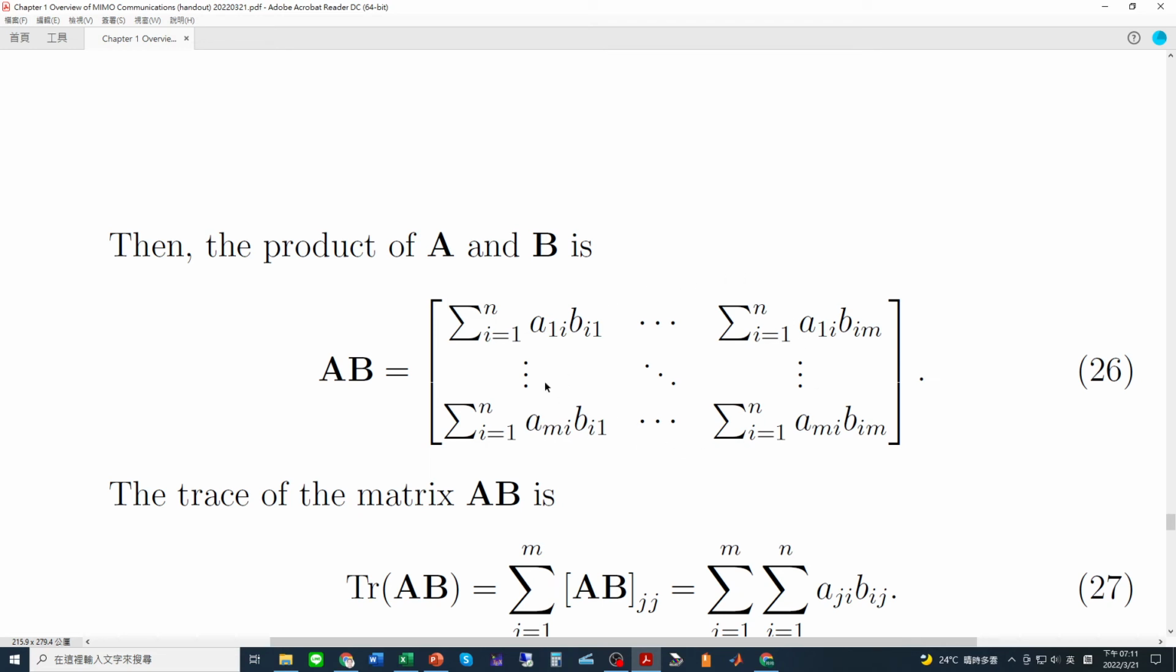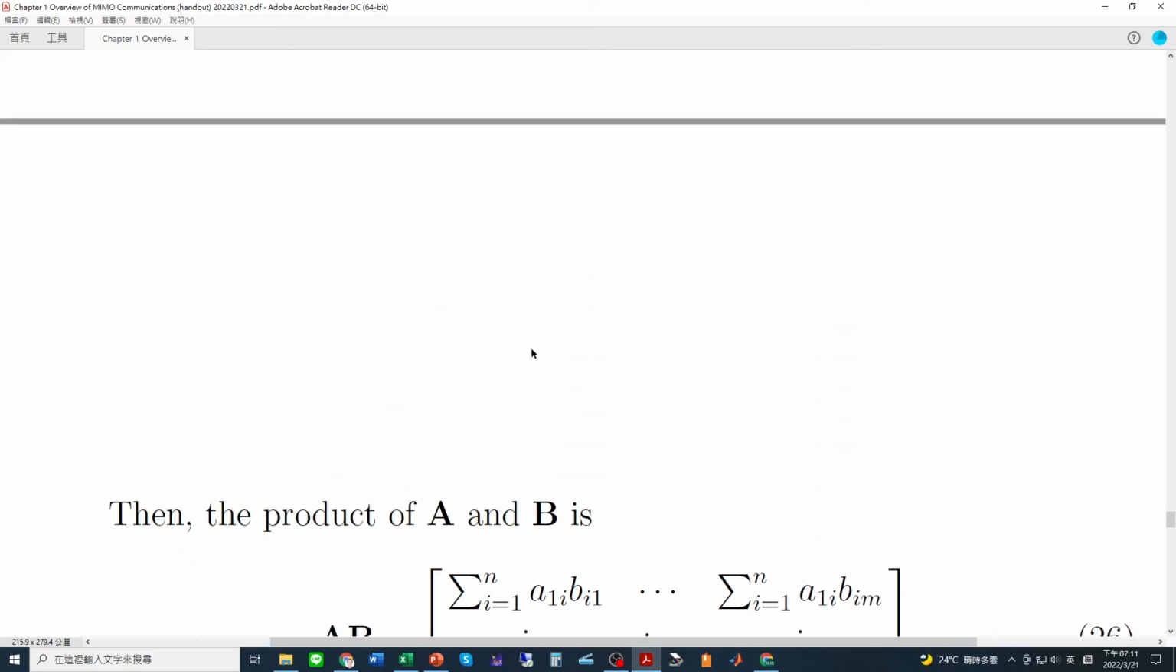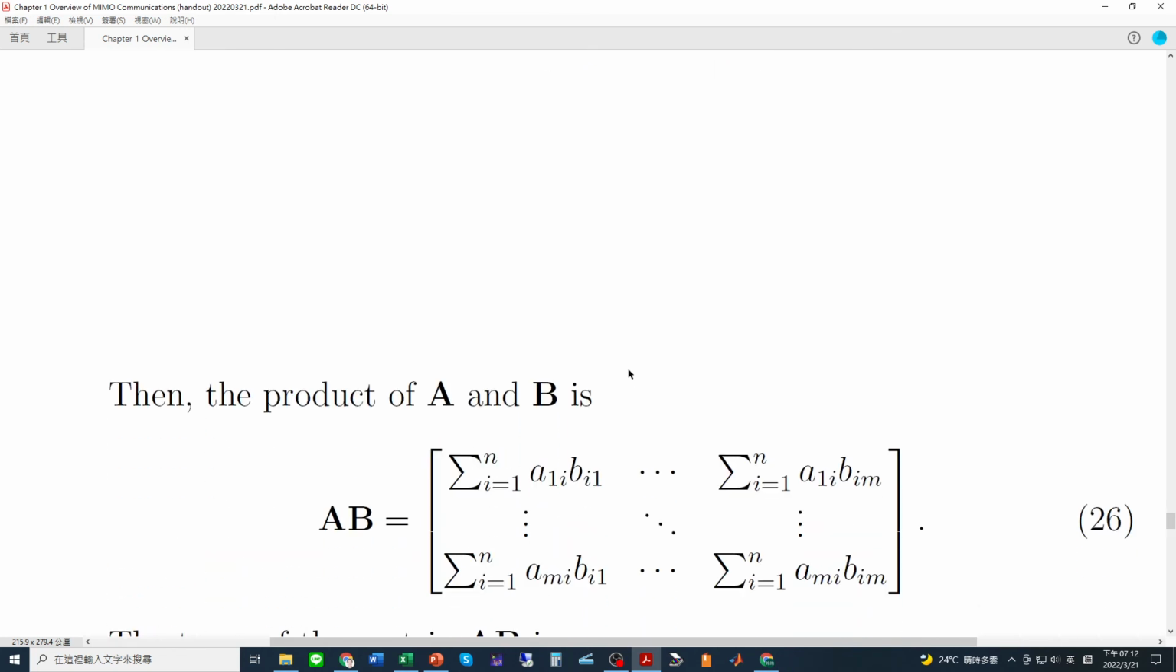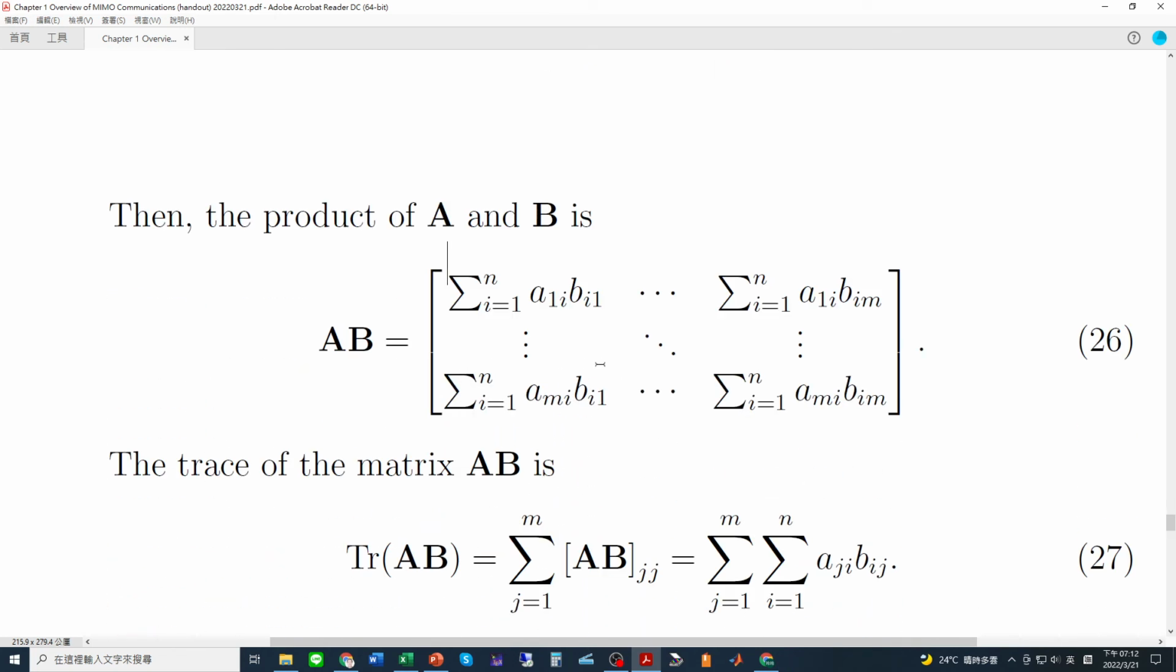Okay, if you are not familiar with this notation, you can do the conventional multiplication of matrices A and B term by term, and try to represent them in the summation form. Okay, please do it by yourself when you go home.